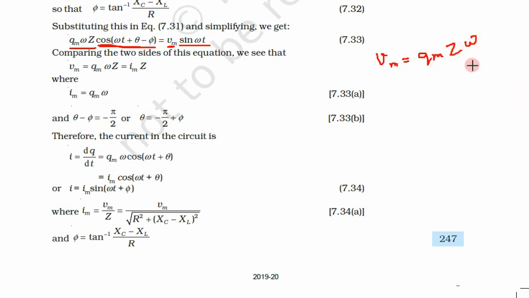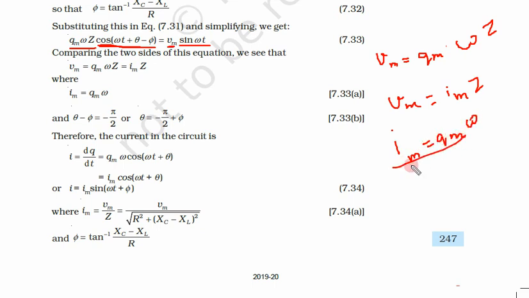Again, from Ohm's law, we know Vm must be equal to Im into Z. So from comparing we get Im is equal to Qm omega. In this way we get the value of Im. Im is equal to Qm omega.